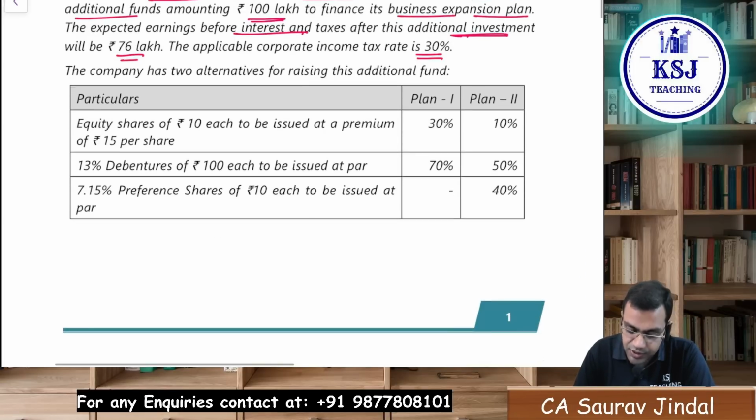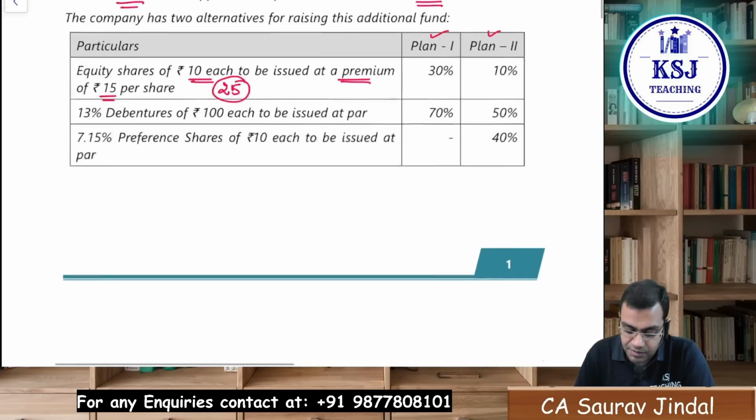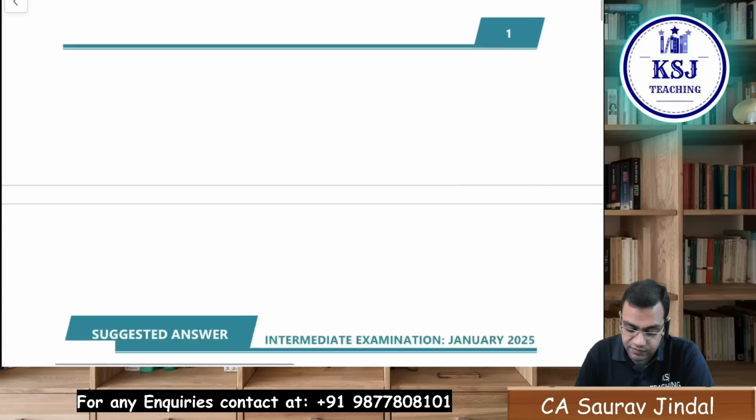The company has two alternatives for raising the additional funds: Plan 1 and Plan 2. In Plan 1, 30% will be raised through equity share capital and 70% through debt. In Plan 2, 10% through equity share capital, 50% through debt and 40% through preference share capital. Equity share capital of rupees 10 each will be issued at a premium of rupees 25. 13% debentures and 7.15% preference shares.